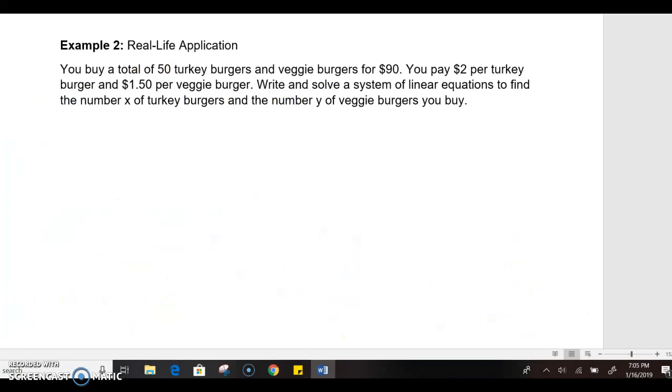Okay, so now we're going to look at a real life application problem. The first thing you always want to do with a problem like this is read through it really carefully and then try to identify your important information. So I can see in the first sentence that I have a total of 50 turkey burgers and veggie burgers. So that's important.